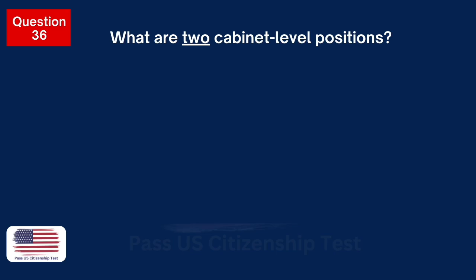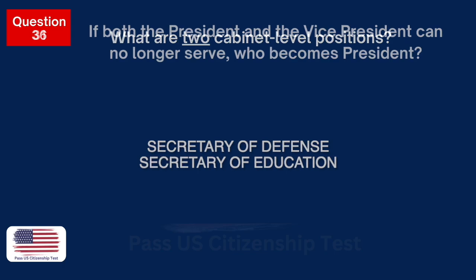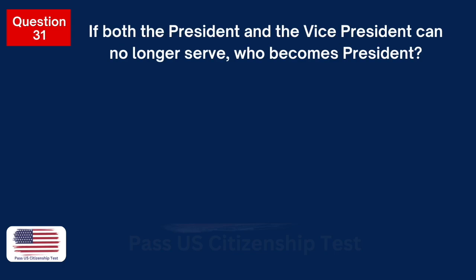What are two cabinet-level positions? Attorney General. Vice President. If both the president and the vice president can no longer serve, who becomes president? The Speaker of the House.